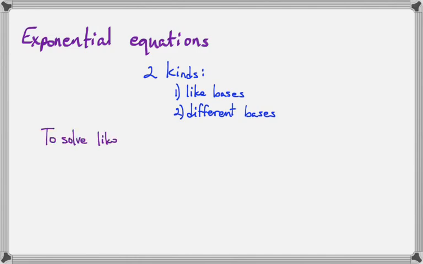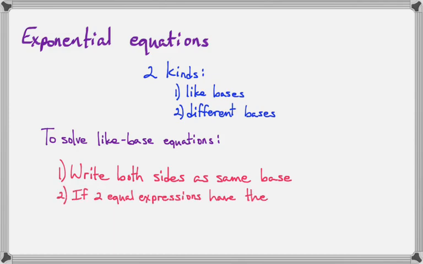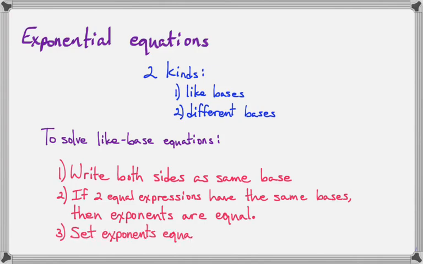So here's a strategy for the first type. In order to solve like base equations, the first thing you want to do is write both sides with the same base. Then we know that if two equal things have the same base, then their exponents must also be the same. So we're going to write a little equation with the exponents set equal to each other and solve it.